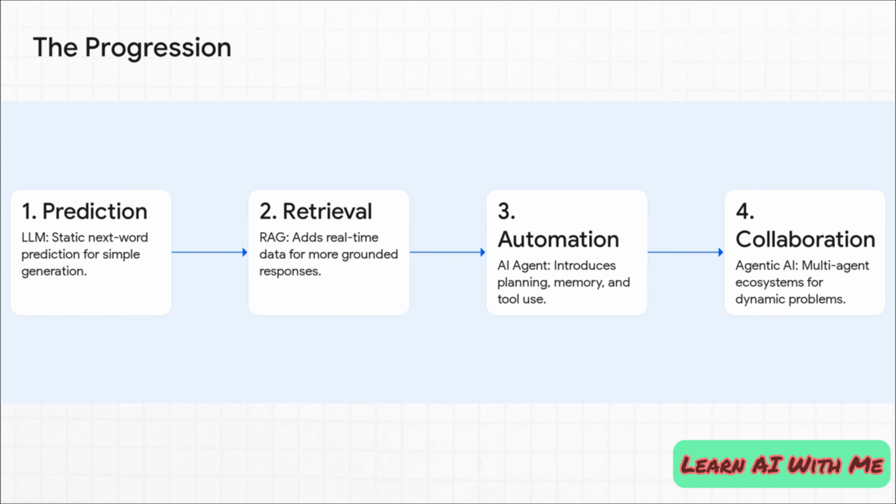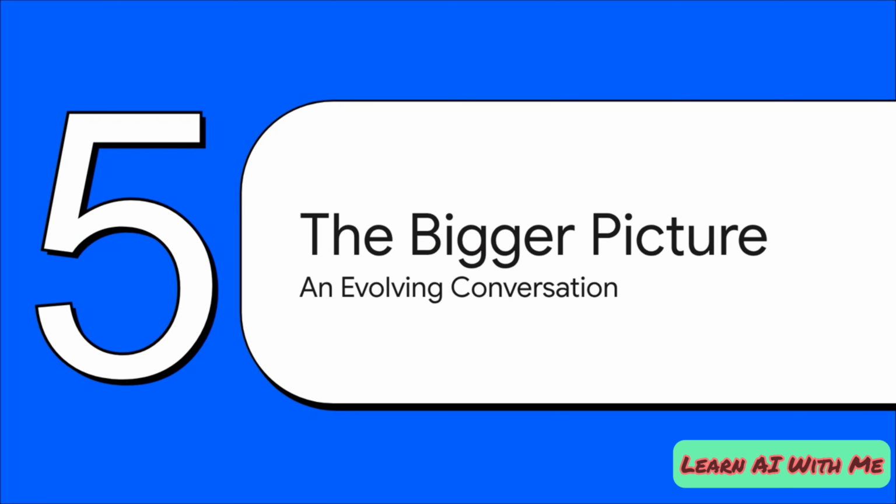So let's do a quick recap of our climb up that ladder. We started with the simple prediction of an LLM. Then we added real-world knowledge with the retrieval of a RAG system. From there, we enabled tasks with the automation of an AI agent. And finally, we unlocked true teamwork with the collaboration of agentic AI. See the progression?